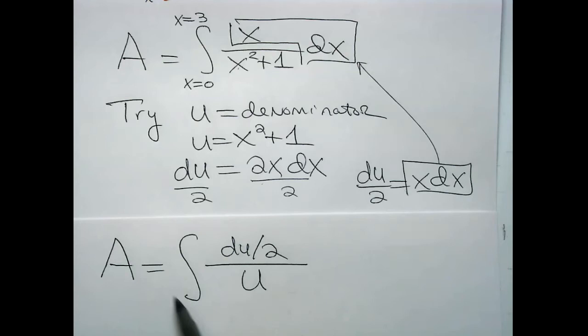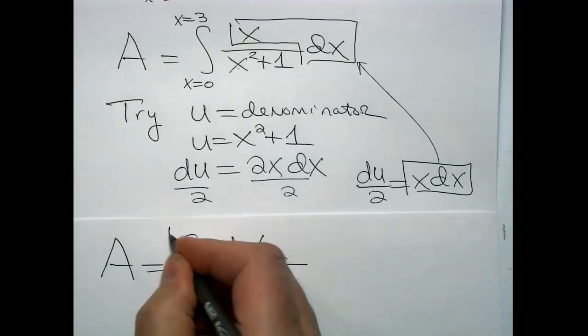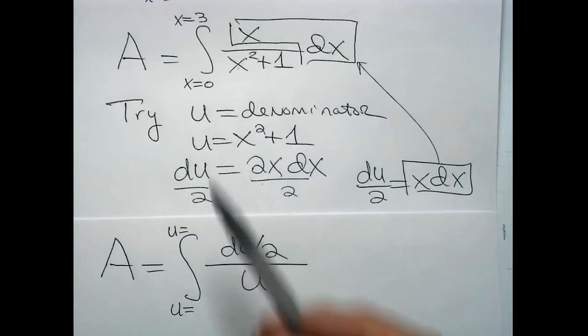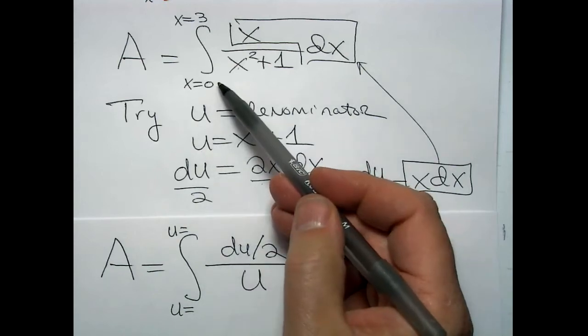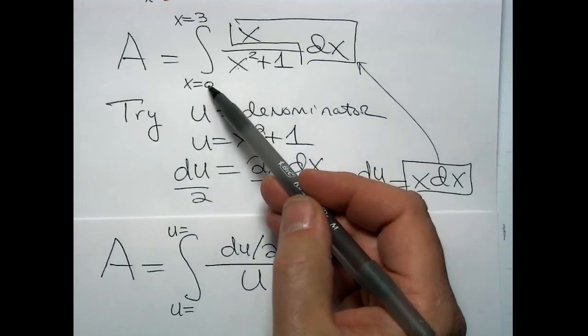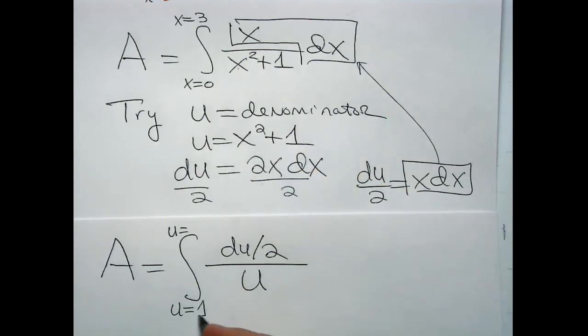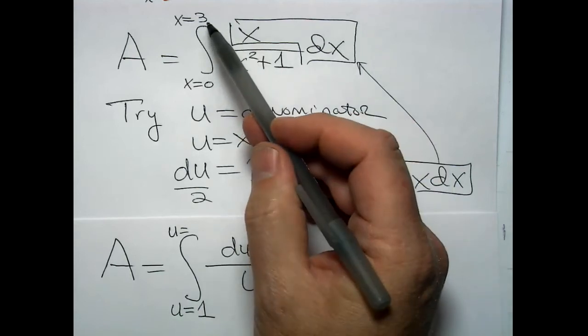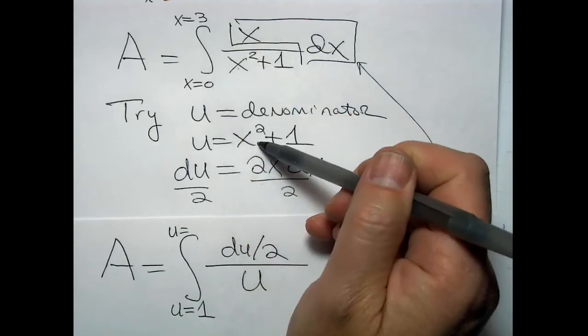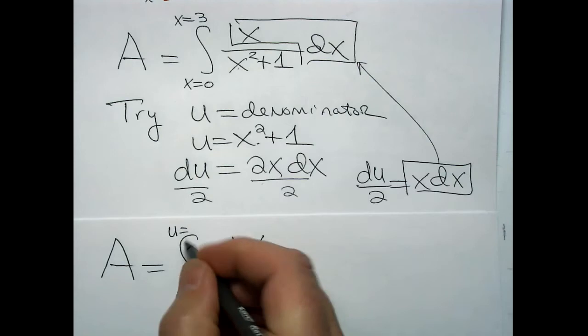You're in the world of u down here. Let's remain in the world of u down there. In order to do this, you have to change the limits of integration into the world of u as well. So when x equals 0, plug it in here. Notice that u equals 1. When x equals 3, plug it in here. Notice that u equals 10.